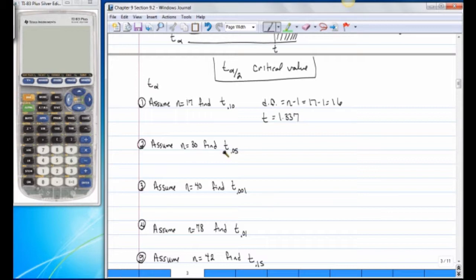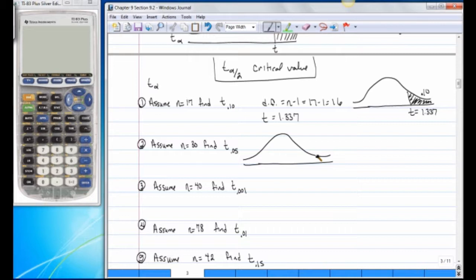Alright, assume n equals 30. Find t sub 0.05. If we just draw that out before we go any further, this means we've got the t-score here, and 10% of the area is in the right tail. It turned out that t-score was 1.337. Now I want to find the t-score so that 5% is in that right tail.